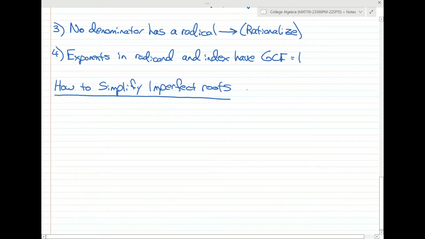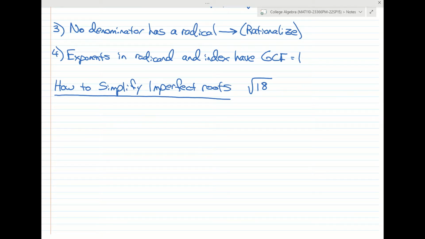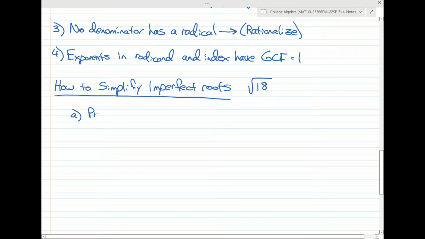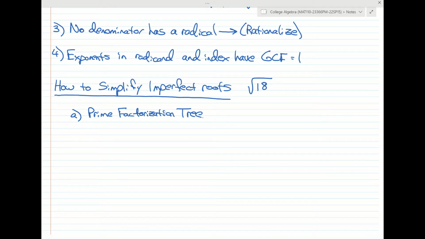Let's take a look at the square root of 18. Obviously, square root of 18 is not a perfect square. So there's two different ways that we could do this. One technique we could use is called the prime factorization tree. Using it this way, most people do this. I would say maybe 90% of people use this way. It gets you the right answer every time, but it might take a little longer.